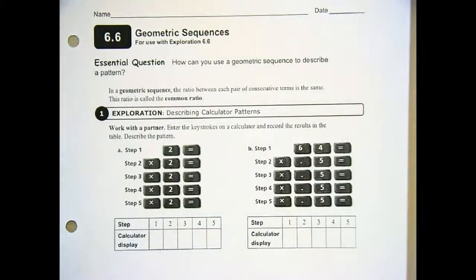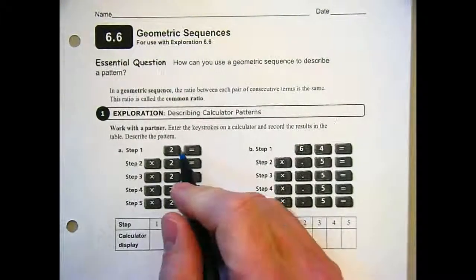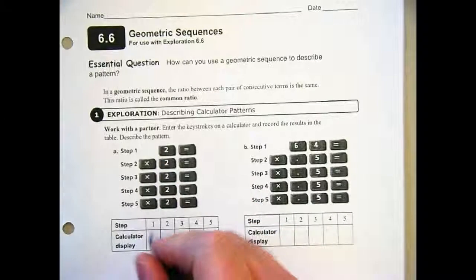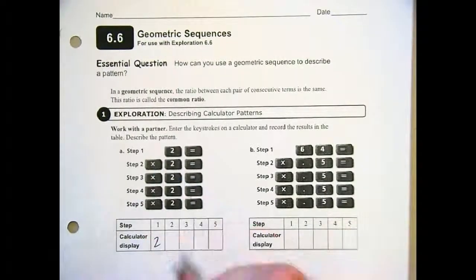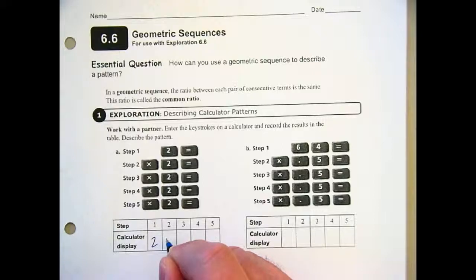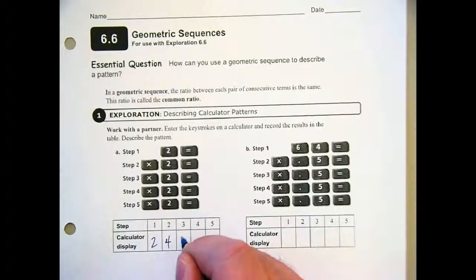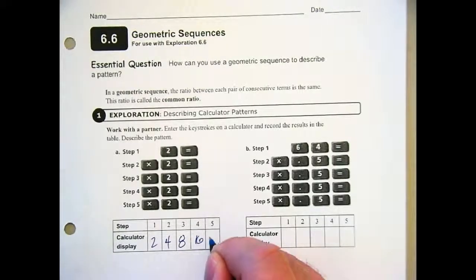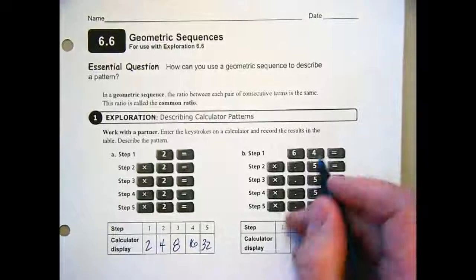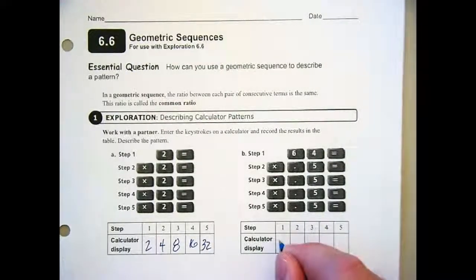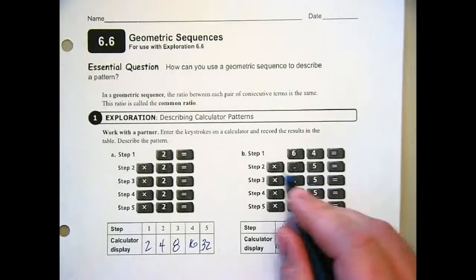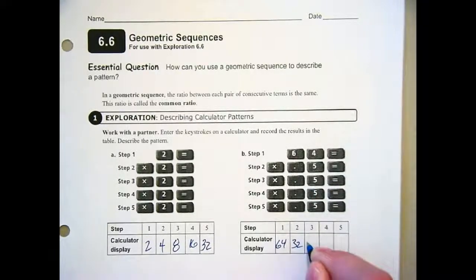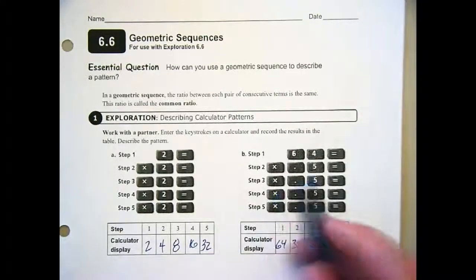Hey, ladies and gentlemen, need your attention up here. Following directions, 2 equals, that's step 1. At step 1, we get a 2. And then we go times 2, we get a 4. And then times 2, and then times 2, and then times 2. And then we go here, we go 64. Then we cut it in half. So you're just following the instructions.